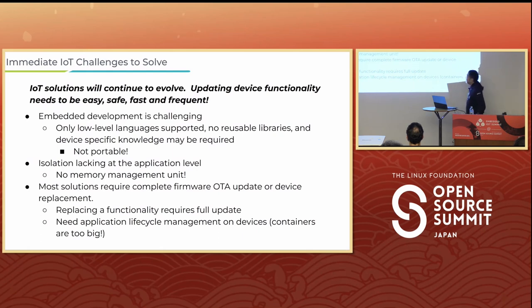But there are a lot of challenges. Here I'm talking about the immediate IoT challenges. There are many of them, but there's one that I just mentioned here. IoT solutions will continue to evolve because devices will get better. You can do more things on them, and there'll be more demands to do more things on them, right? So you have to be able to customize. You have to be able to update functionalities easily, safe and fast and frequently as well. And you can't do that right now. Here are some of the reasons why.